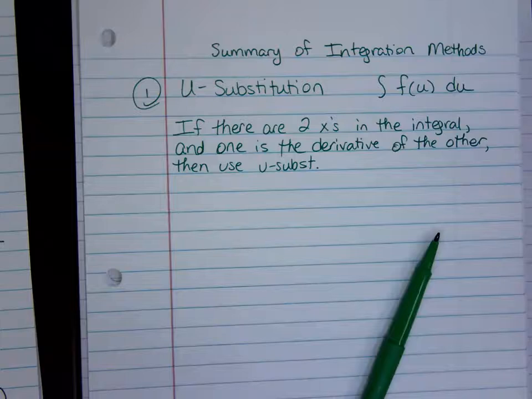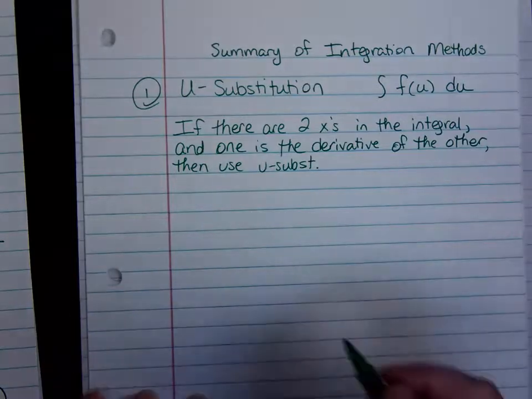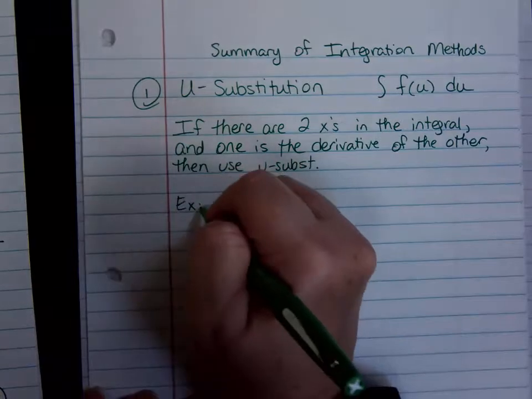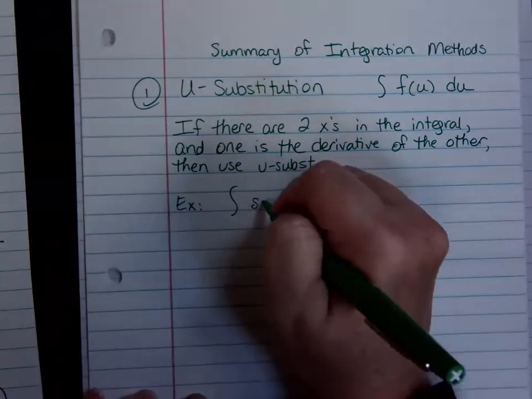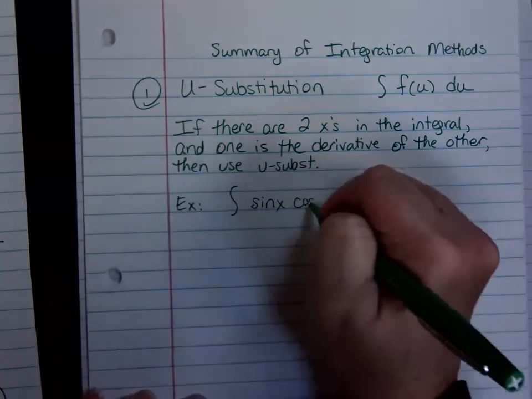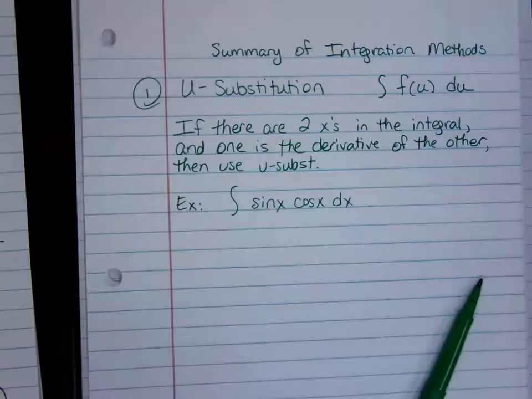Now the way it works with fractions, the top has to be the derivative of the bottom. If they're multiplied, it doesn't matter which one's u and which one's du. Okay? So let's look at a couple of examples. Let's look at this one. The integral of sine of x cosine of x dx. Trig functions are a little tricky, but what you have to know are your trig derivatives in order to correctly deduce what method to use.